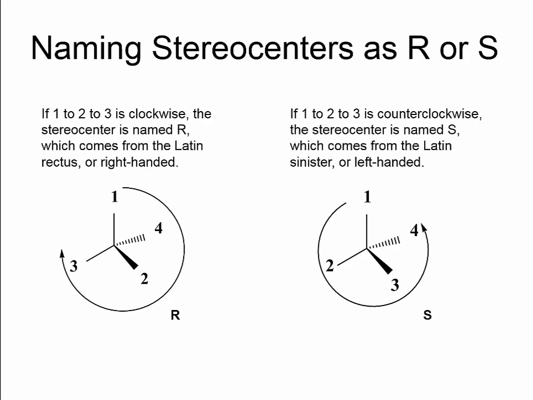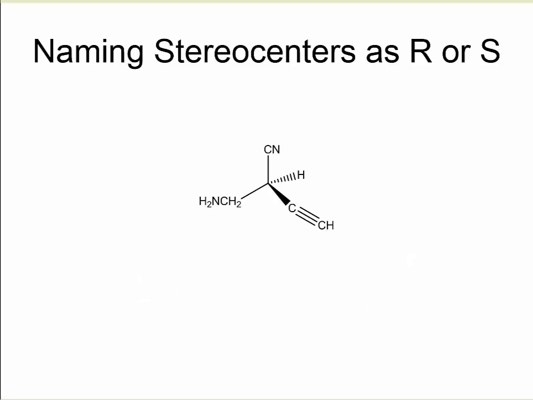Now once you have the number 4 group back, if you look at groups 1, 2, and 3, if they proceed in a clockwise direction from 1 to 2 to 3, it's an R stereocenter. And if it proceeds 1 to 2 to 3 counterclockwise, again with the number 4 group back, it's an S stereocenter. So looking again at our molecule and putting our priorities back on, we said that we have 1, 2, 3, and 4. That means that 1 to 2 to 3 with the number 4 group back is counterclockwise. So this particular stereocenter has an S configuration.